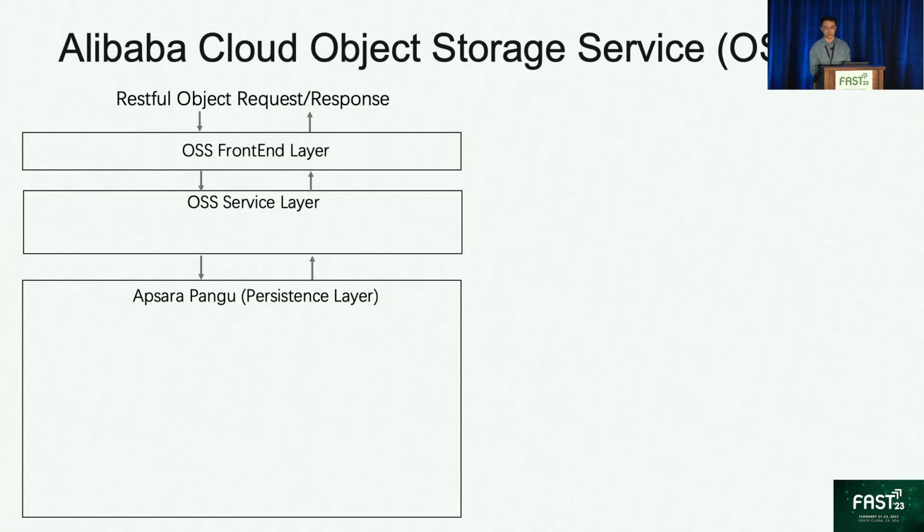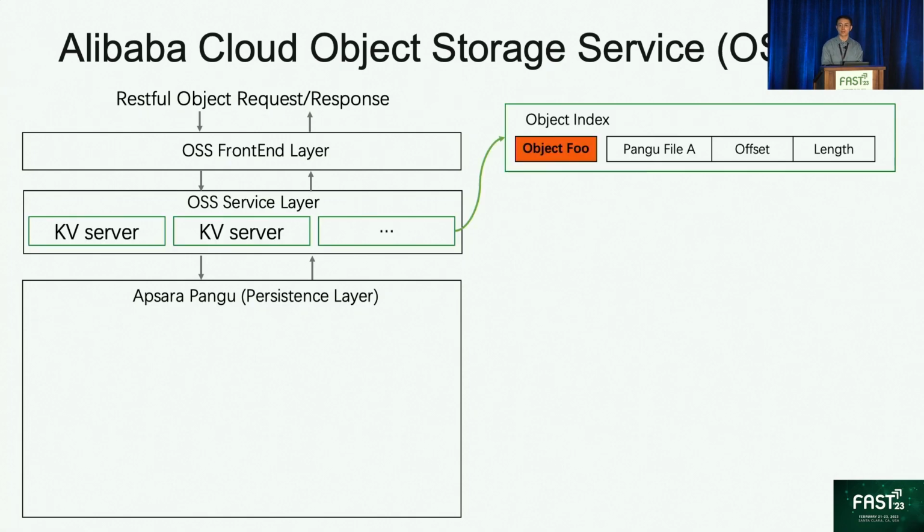Here is a big picture of the OSS architecture. The OSS front-end layer preprocesses user requests and forwards them to the service layer. The service layer has two major functionalities. The first one is to write objects to Feng files, and the other one is to maintain the mappings from object names to locations within Feng files.